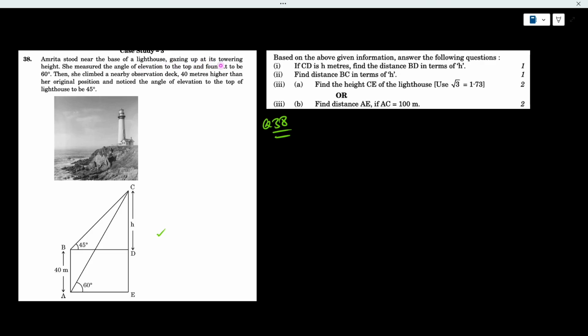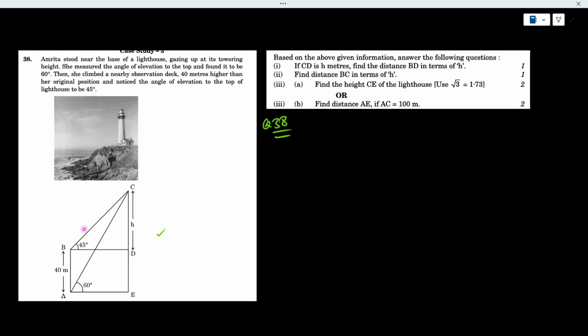Gazing up at its towering height, she measured the angle of elevation to the top of the lighthouse and found it to be 60 degrees. So when she is standing here, the angle between the line of sight and the top of the lighthouse will be 60 degrees, the angle between AE and AC, which is the angle of elevation, 60 degrees.